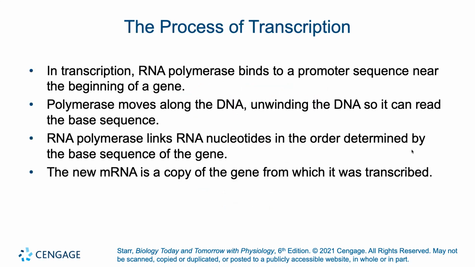In transcription, RNA polymerase binds to a region of the gene called the promoter, which acts like a gatekeeper to the rest of the information in the gene. The polymerase moves along the DNA and unwinds the DNA so it can read the base sequence. RNA polymerase incorporates the RNA nucleotides in the order determined by the sequence of the gene on the DNA strand. The new messenger RNA is a copy of the gene from which it was transcribed.